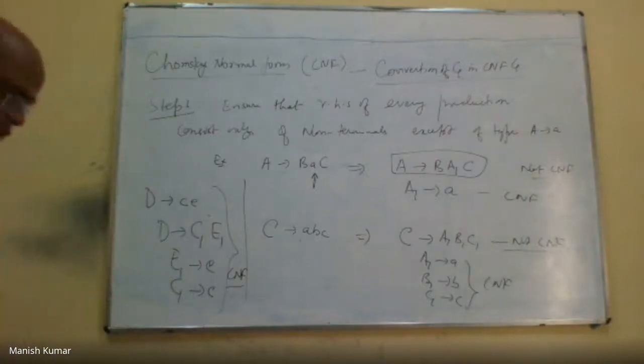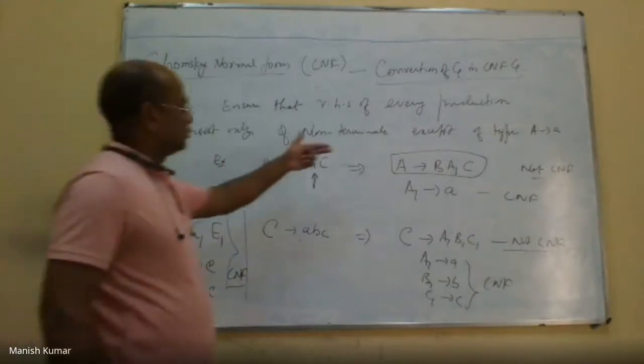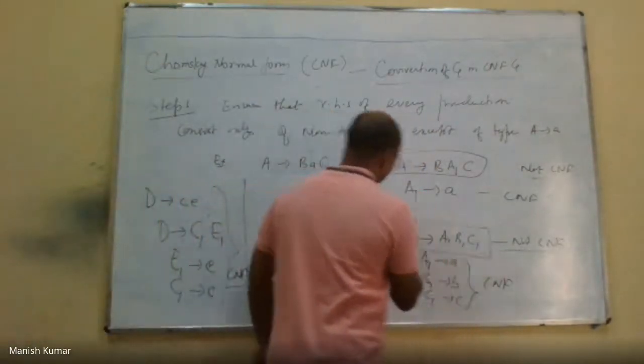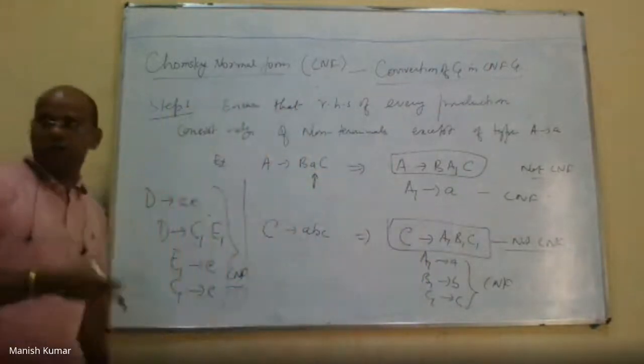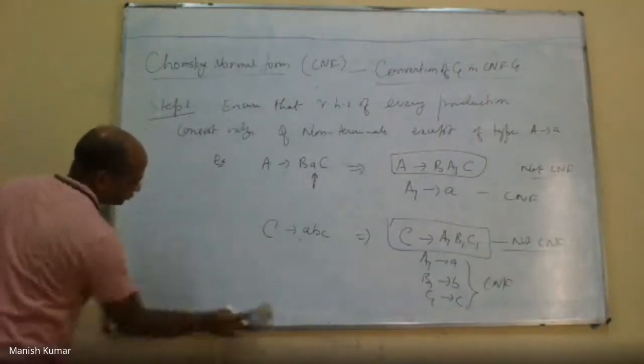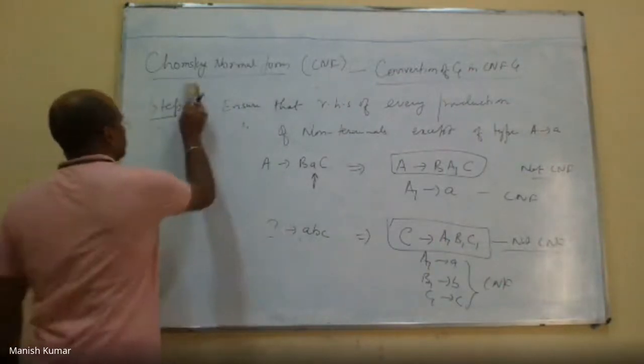But whenever there are cases like this or this, we have to go for the next step: how to convert this into Chomsky normal form types. So let us go for step 2.